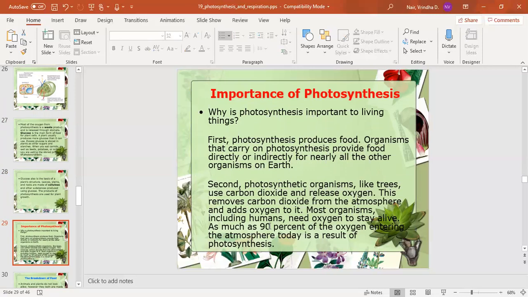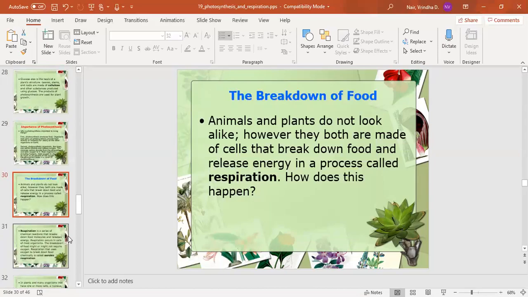Most organisms, including humans, need oxygen to stay alive, and hence 90% of the oxygen entering the atmosphere today is a result of photosynthesis. This is general knowledge, that obviously we need oxygen. Oxygen is released as a waste product from the plants, so we have more oxygen, and carbon dioxide is taken in by the plants, and hence carbon dioxide can be reduced because of the intake of the plants.